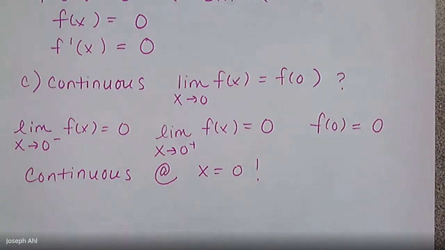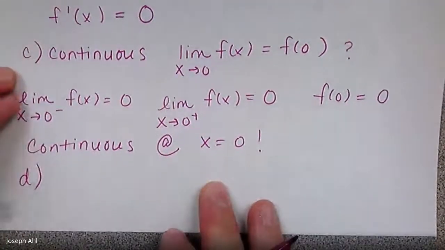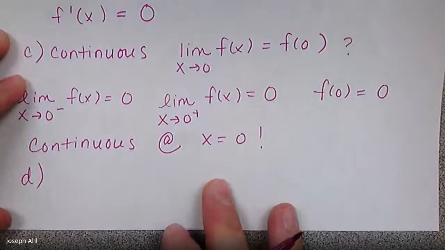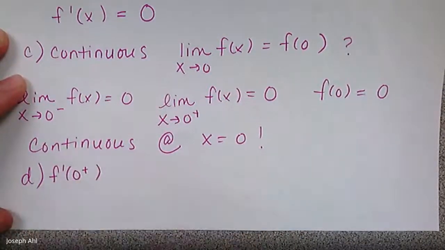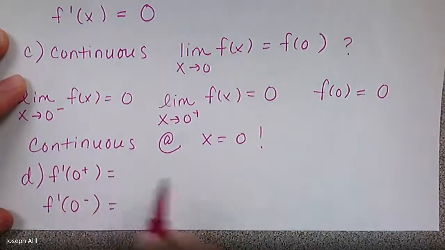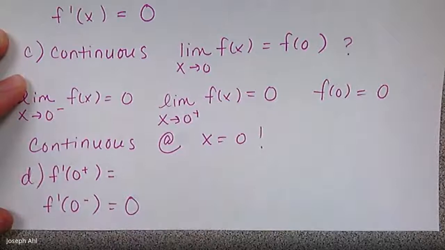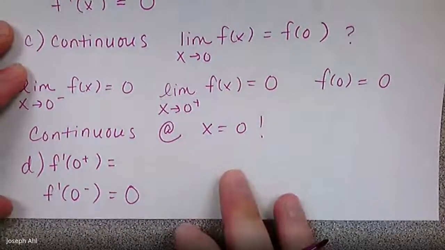And then the last part, part D, says determine whether the derivative exists at x equals 0, and then justify your answer that way as well. So we want to make sure that the slopes of the tangent lines, as we approach 0 from the left and right sides, are getting closer and closer to the same thing. So notationally, you can write this as f prime of 0 from the right and f prime of 0 from the left. And let's do the easy one first. From the left, we know it's 0 because the derivative is constantly 0.